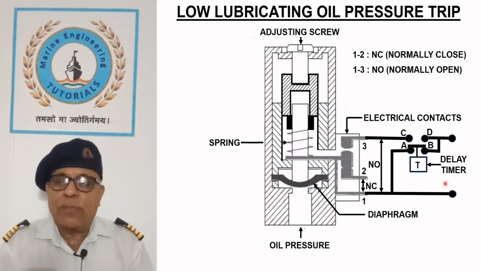To enable the startup of compressor, a delay timer is used during the unloaded period for about 10 seconds, which makes contact through A and B. The trip remains bypassed during this period.